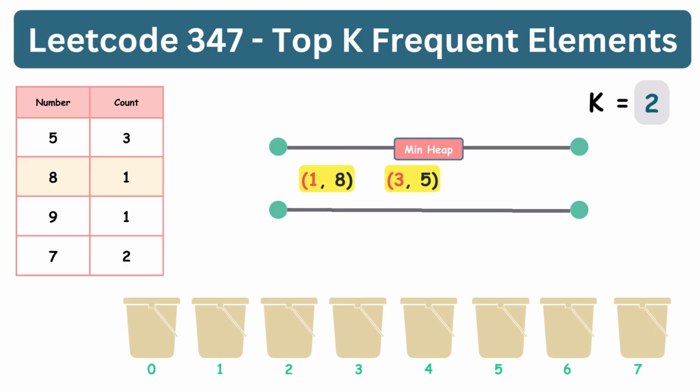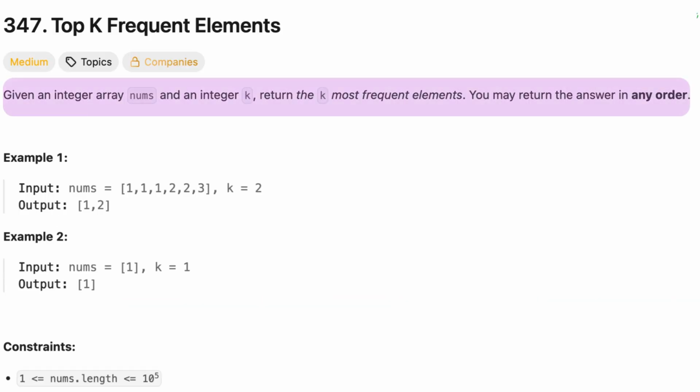Let's go over Leetcode problem 347, which is top k frequent elements. Given an integer array nums and an integer k, return the k most frequent elements. You may return the answer in any order. They have given us a couple of examples and I will review that in a second.